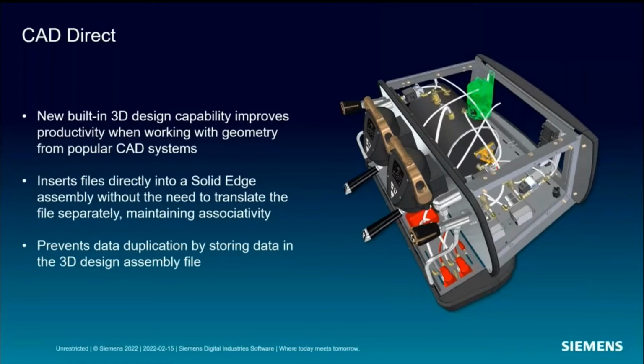Let's do a quick recap. CAD Direct is a new built-in 3D design capability that improves productivity when working with geometry from popular CAD systems, providing seamless integration. You just insert files directly into a Solid Edge assembly. There's no translation required, and all files maintain associativity. Data is stored in the 3D design assembly file, preventing data duplication and allowing the inserted geometry to be used for downstream design work.